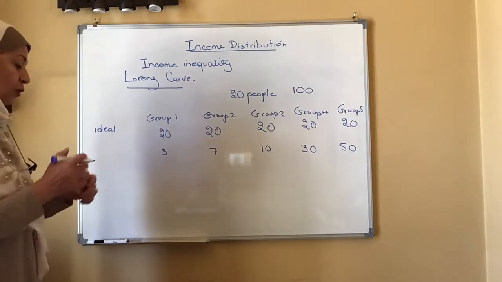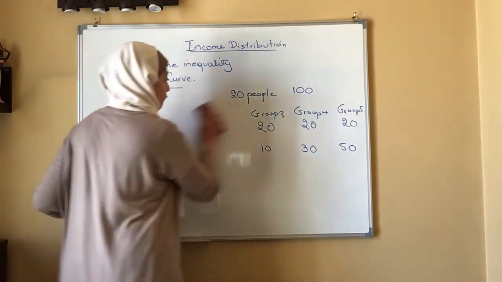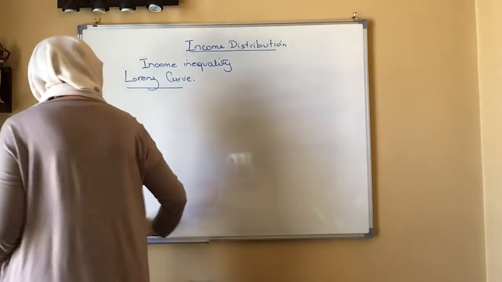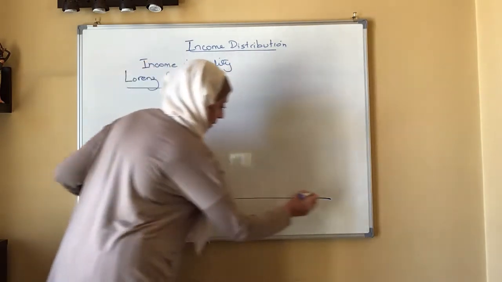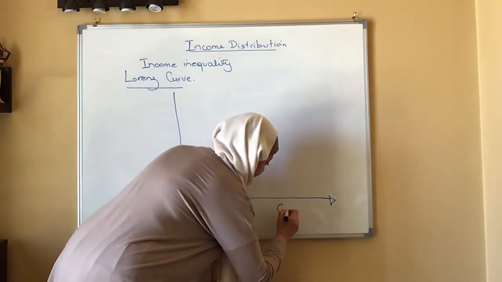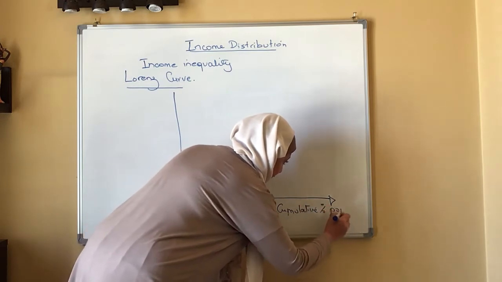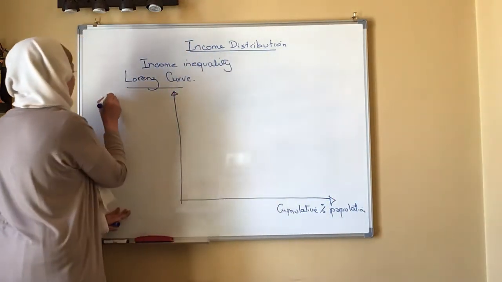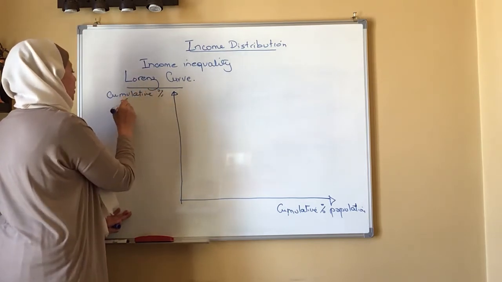How is it represented on the Lorenz curve? The Lorenz curve uses cumulative values of population and cumulative values of income. On the x-axis, cumulative percentage of population. And on the y-axis, cumulative percentage of income.